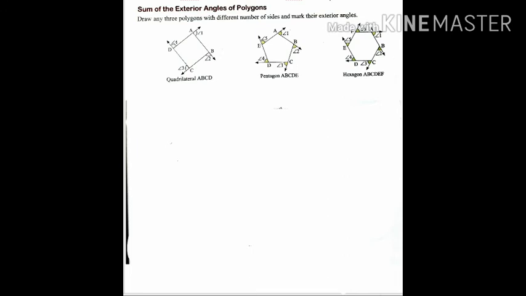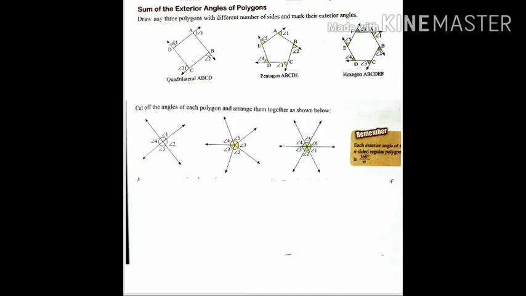If you have to find the sum of the exterior angles of a polygon, suppose here we draw 3 figures: a quadrilateral, a pentagon, and a hexagon. If you see in this figure, 1, 2, 3, 4 are the exterior angles of the quadrilateral ABCD. Here 1, 2, 3, 4, 5 are the exterior angles of the pentagon ABCDE, and for hexagon ABCDEF, 1, 2, 3, 4, 5, 6 are the exterior angles.